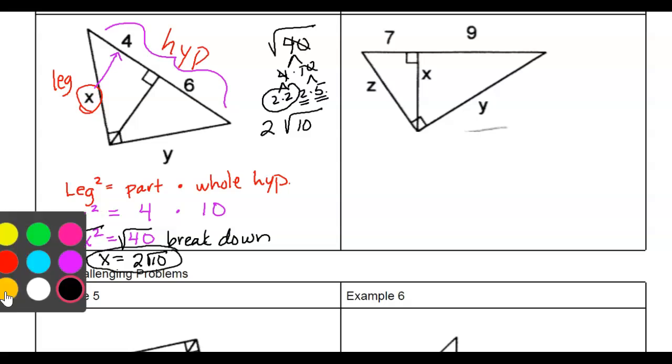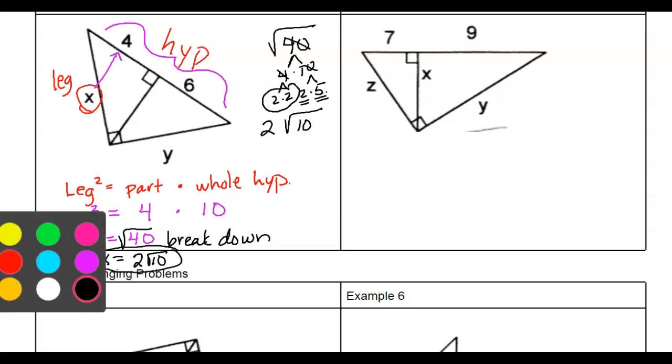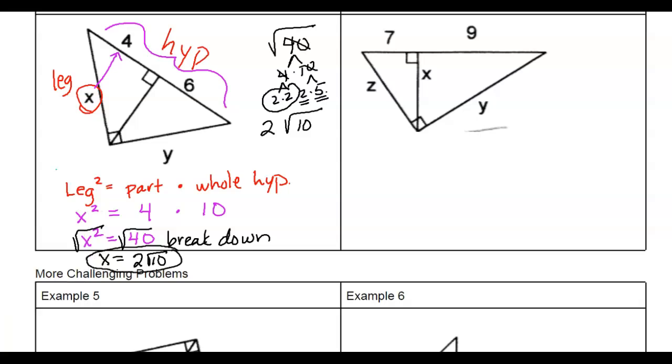Now, to find y, we'll do green. We're going to do the same idea. So that's a leg. So I know 4 squared equals the part of the hypotenuse that it's by, so 6, times the whole is still 10. Oops, why did I write 4? I don't know why I wrote 4. I need this to be a y.